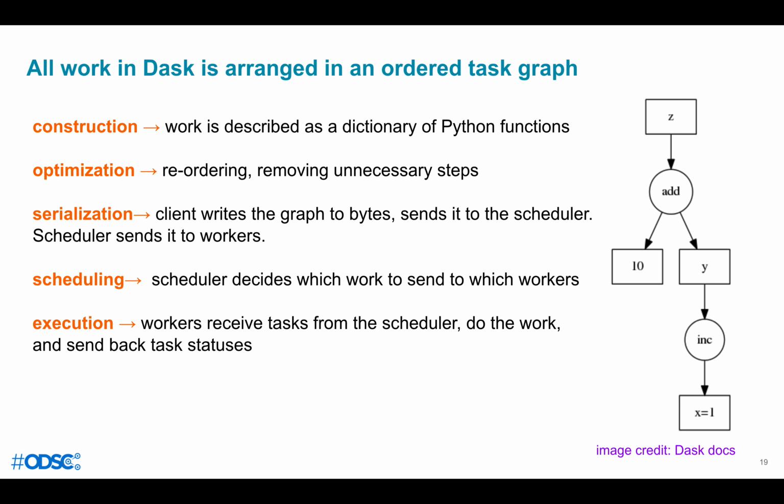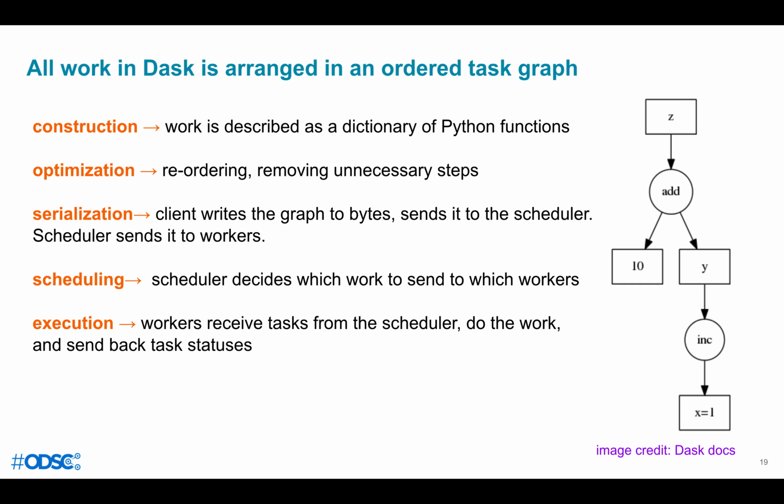After the graph has been constructed, Dask will enter a stage called optimization. I think I mentioned this when we were talking about the difference between Spark and Dask. Dask will look at the work that you've described, and it'll do a little bit of stuff to try to make that run faster or use less memory. This is a stage where stuff is just being moved around in that dictionary. Maybe some unnecessary steps will be removed. Maybe some things will just be moved around, whatever it may be.